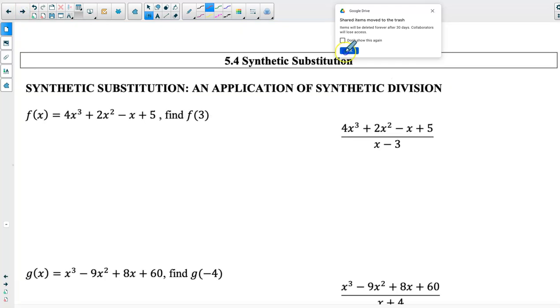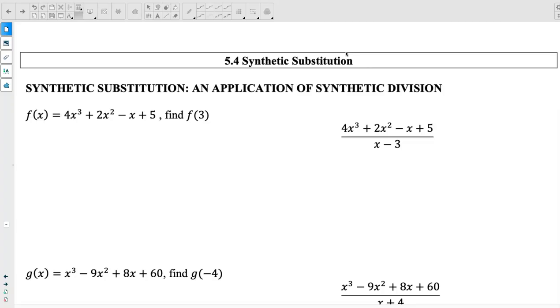We are looking at synthetic substitution. And synthetic substitution, honestly, I will say is super easy. Like super easy, okay? And I say that because you only have to do one thing. You just do synthetic division. That's it.